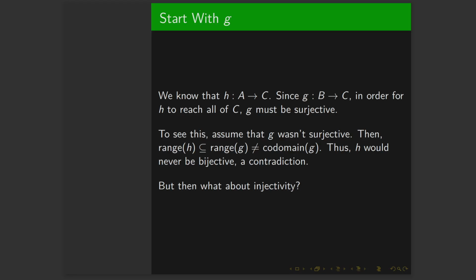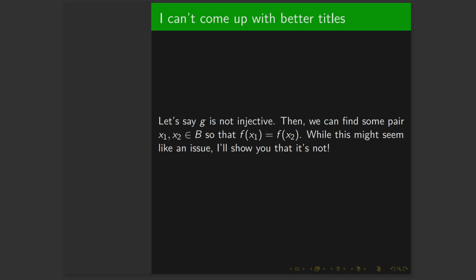Now, let's look at injectivity. Well, if you say that G is not injective, then you might think, okay, maybe we can find some pair, x1 and x2, so that g of x1 is equal to g of x2, and then we'll come up with some contradiction. But that's actually not true.